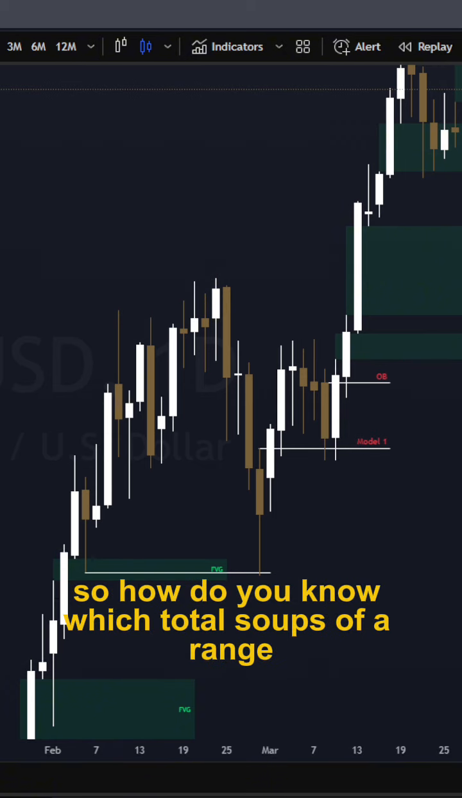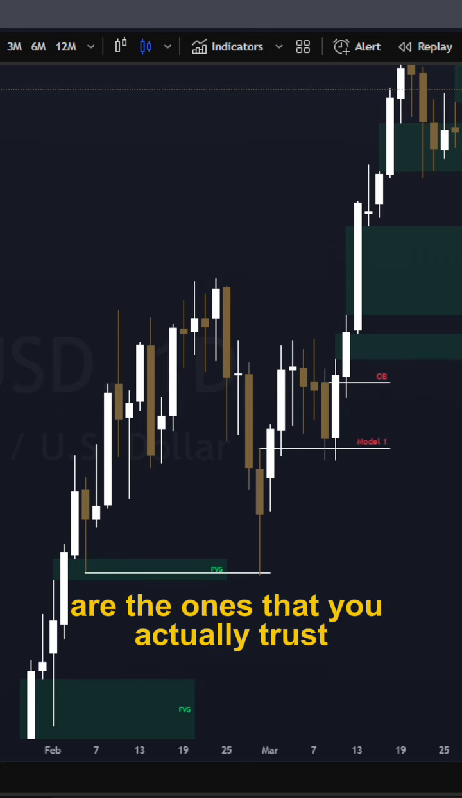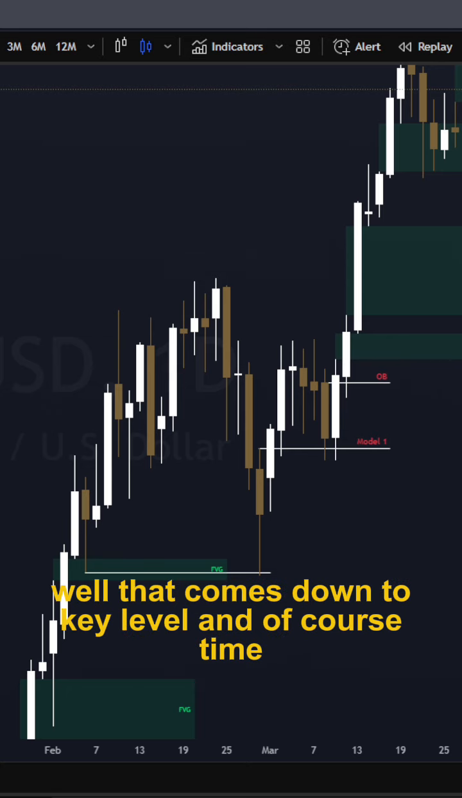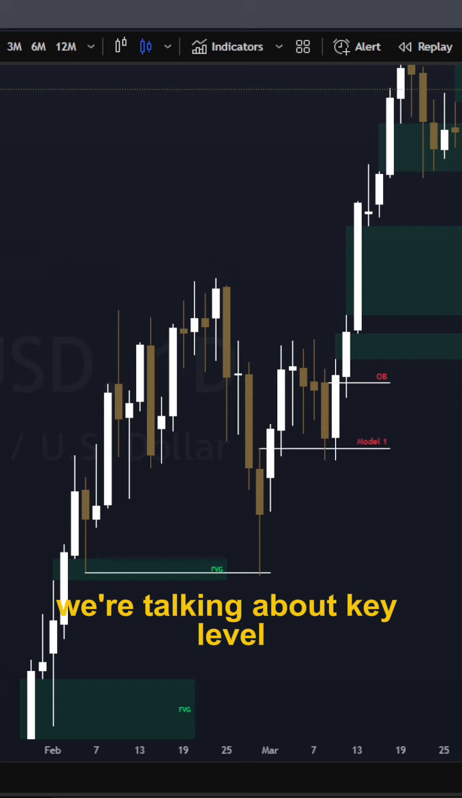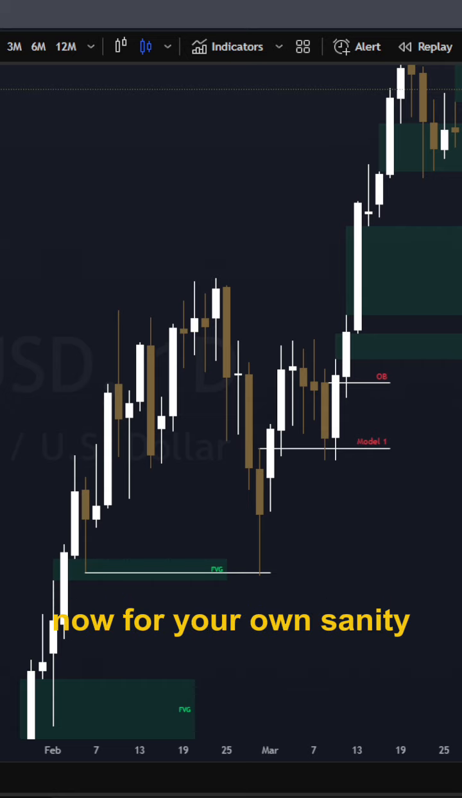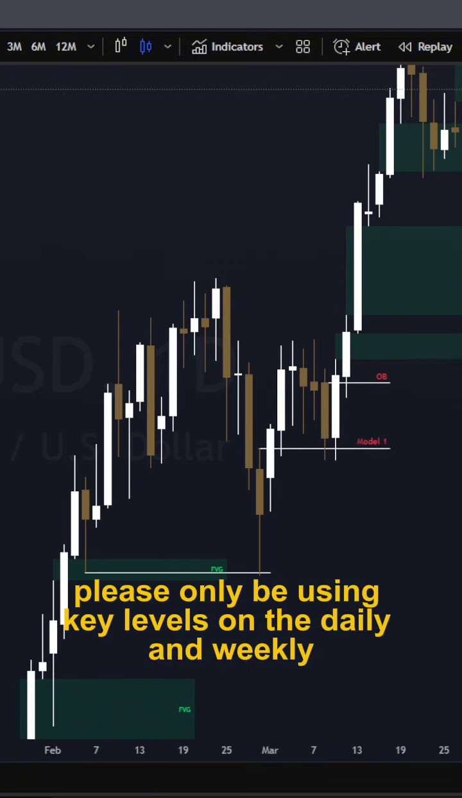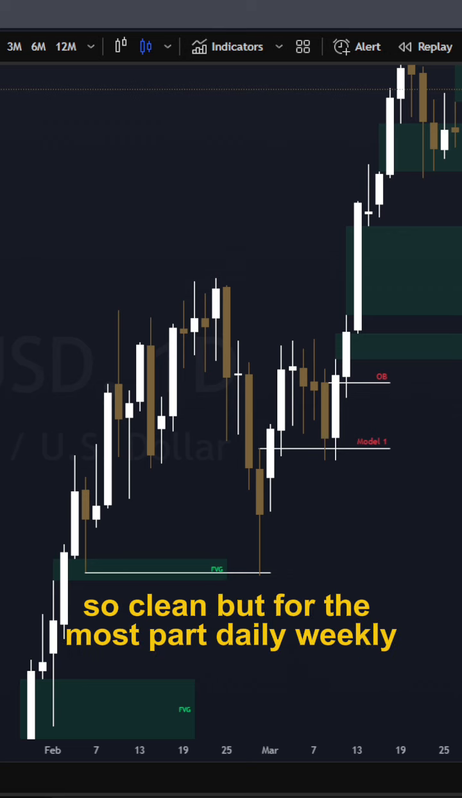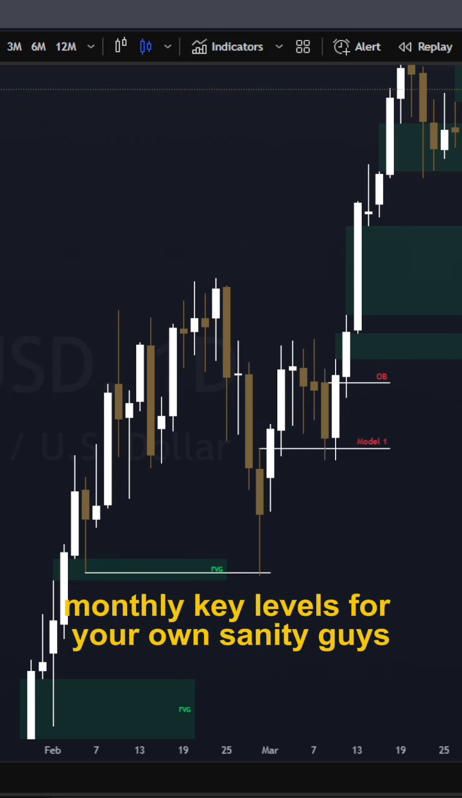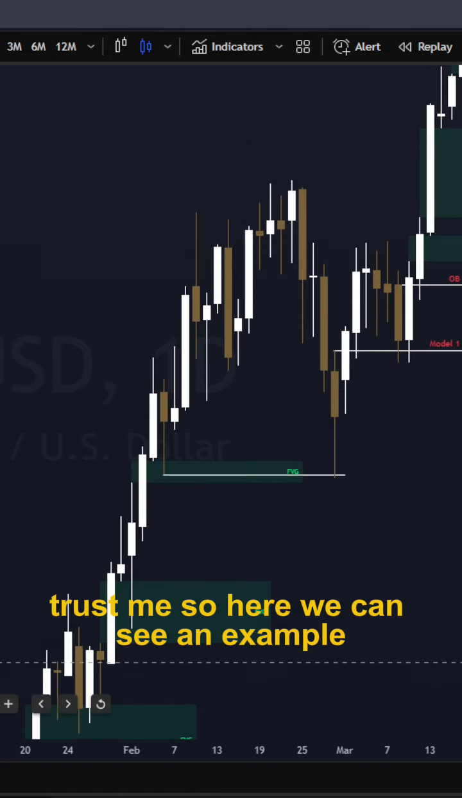So how do you know which turtle soups of a range are the ones that you actually trust? Well, that comes down to key level and of course time. But for this educational little snippet, we're talking about key level. Now, for your own sanity, please only be using key levels on the daily and weekly and sometimes the 4 hour if it is 100% so clean. But for the most part, daily, weekly, monthly key levels for your own sanity, guys. Trust me.